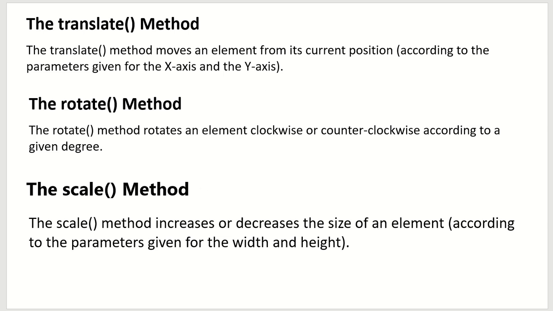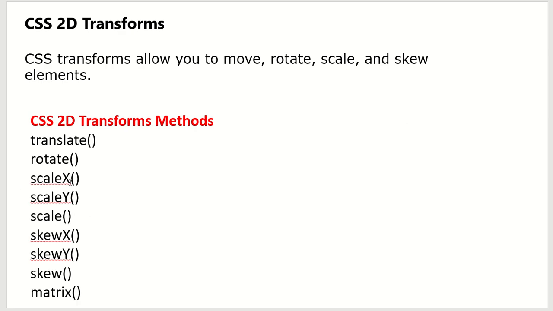Other than these three, what is scaleX? It will obviously scale along the X direction, and scaleY in the Y direction. Now skewX will skew along the X axis, along the Y axis that is skewY, and normal skew means both the axes. And matrix is a combination of all the 2D transform methods.